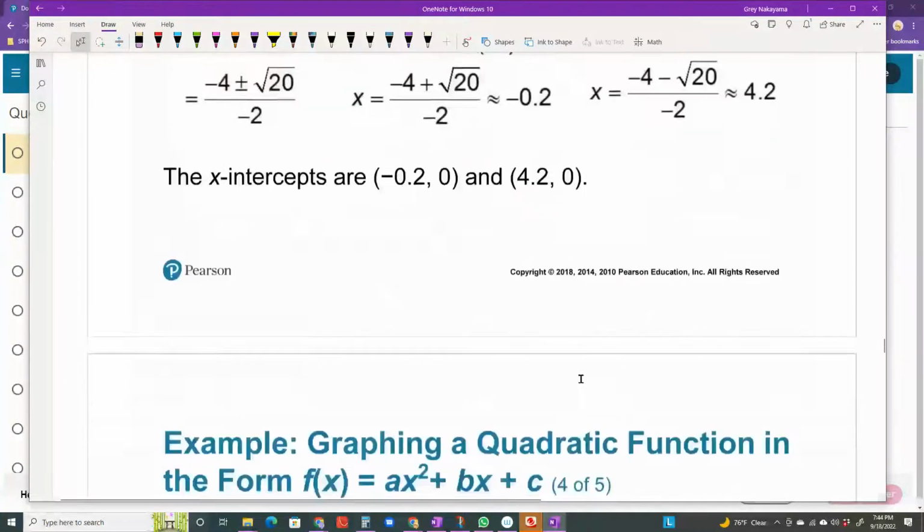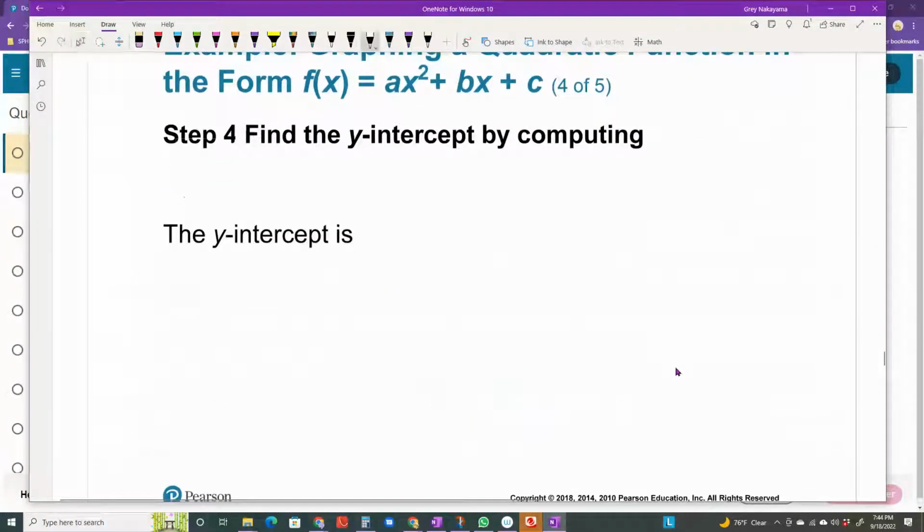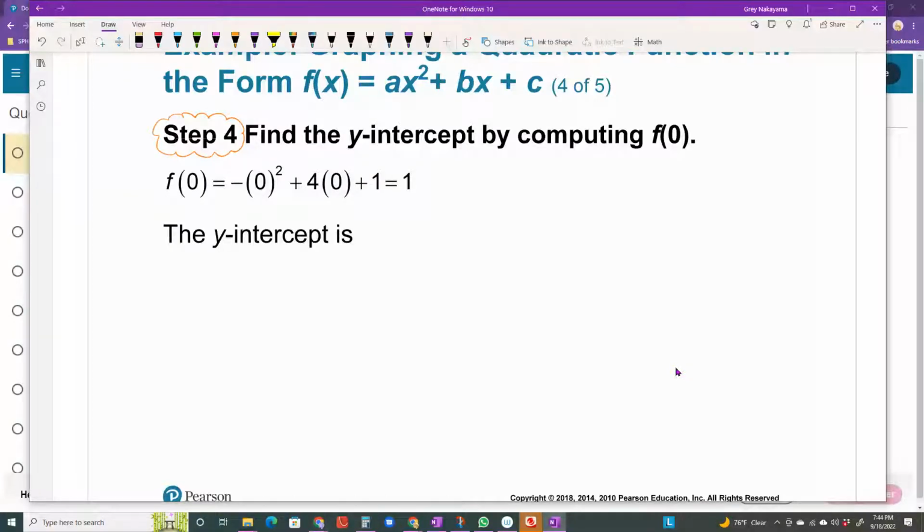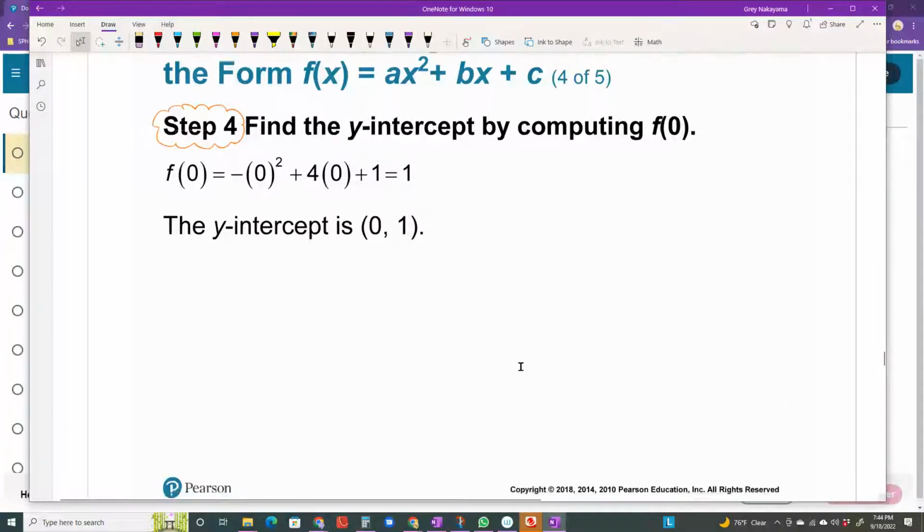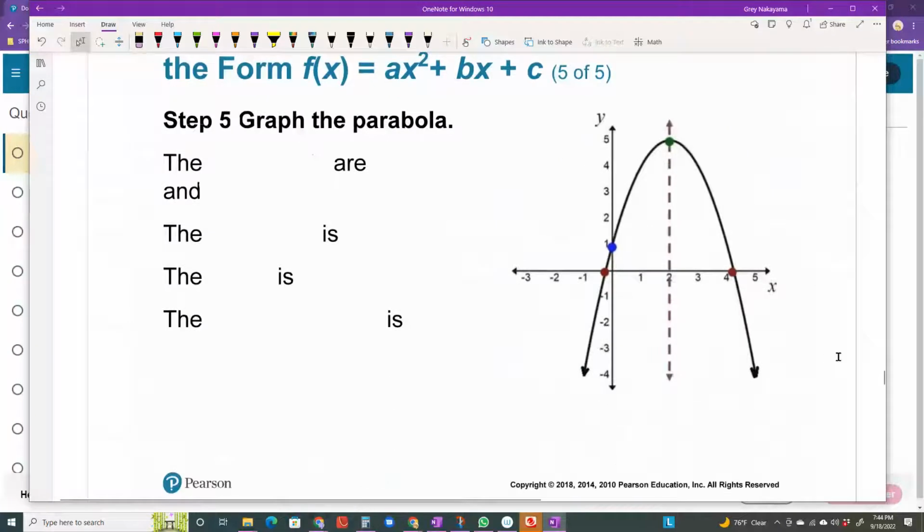All right, y-intercepts, we said that was the easier part. We get that by computing f of 0. Okay, step 4, and so I plug in 0 for x and find out that I get 1. So my y-intercept is (0, 1). And now I go put it all together on a graph.